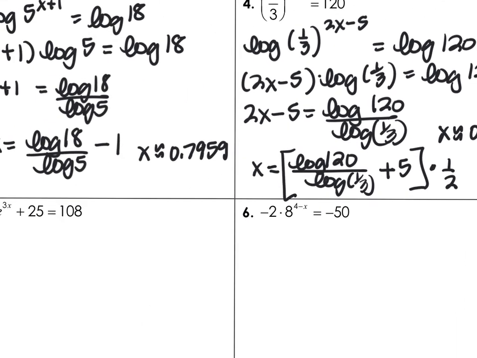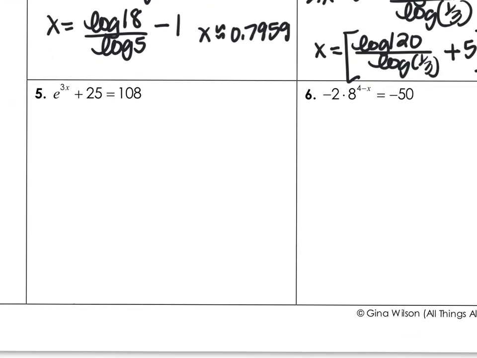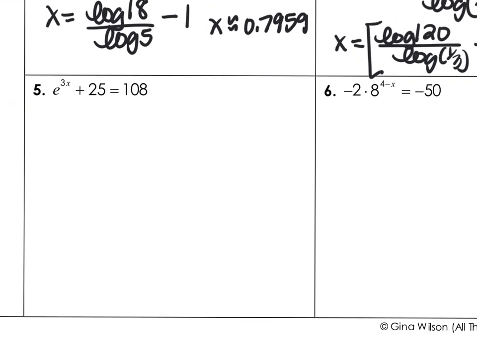All right, so now we're on to number 5. Now, number 5, it's starting to get a little trickier here because now, instead of just having one item on each side, now we have more than one item. So first step is to minus that 25 to move it over. You've got to isolate that term that has the exponent before you can do the log.